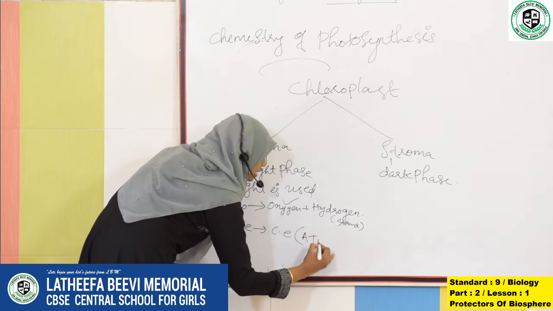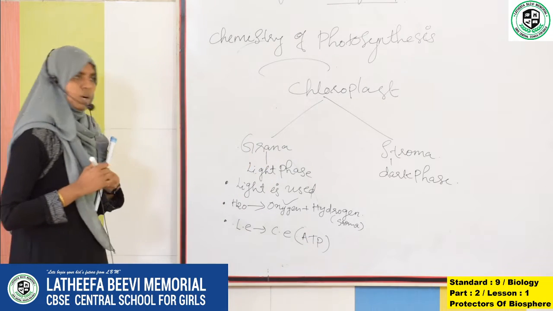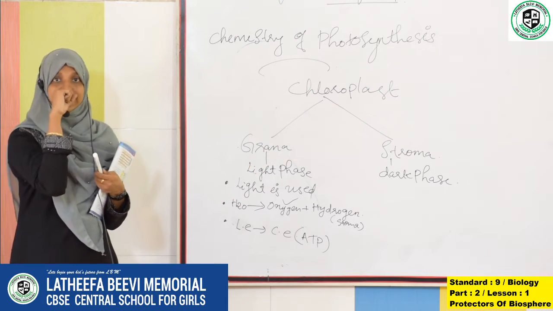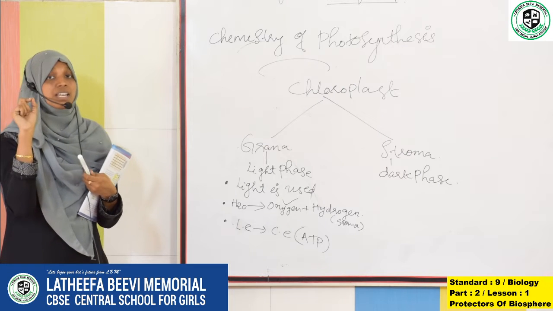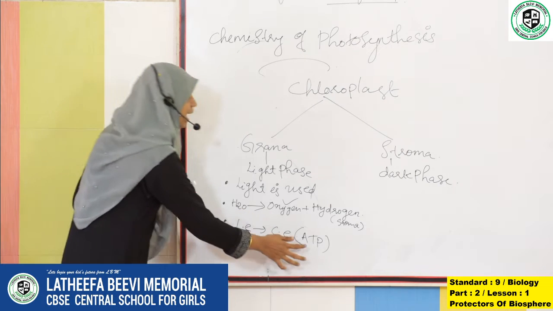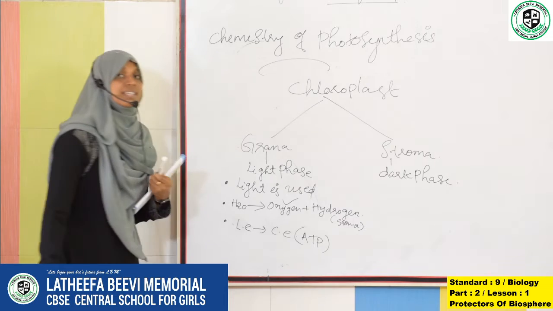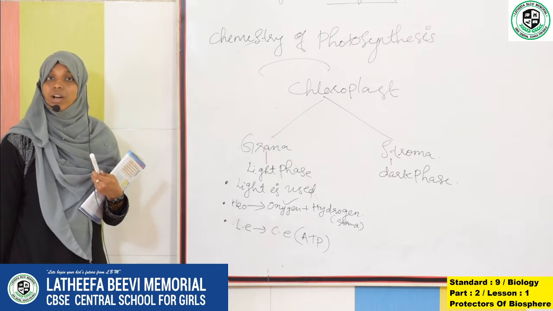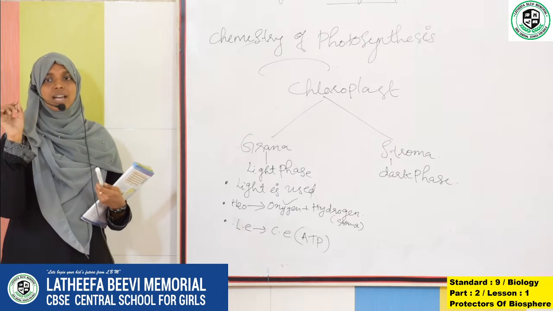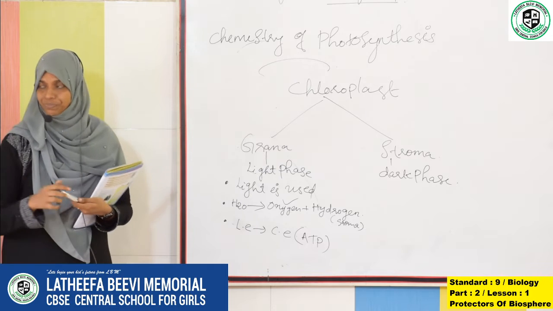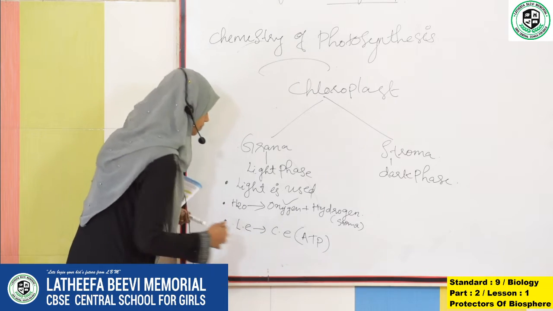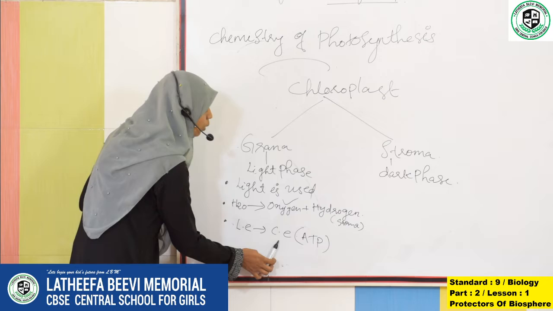Stored in ATP. What is ATP? It is the energy currency present in our body. ATP, the full form is adenosine triphosphate. Okay, so light energy is converted into chemical energy.